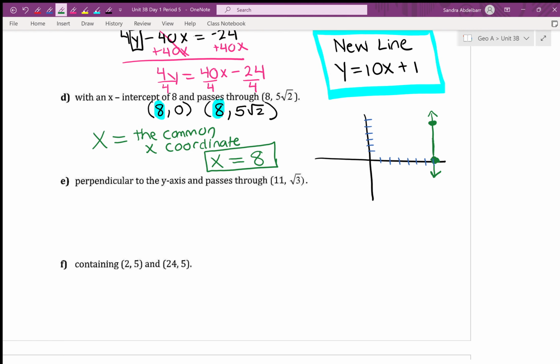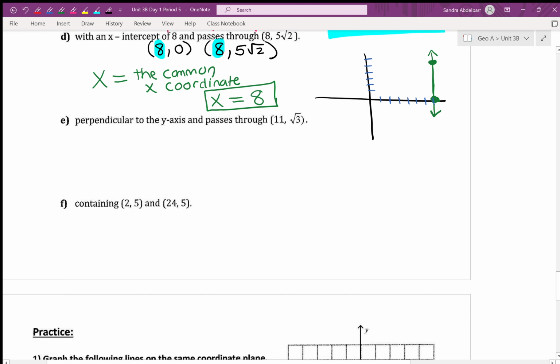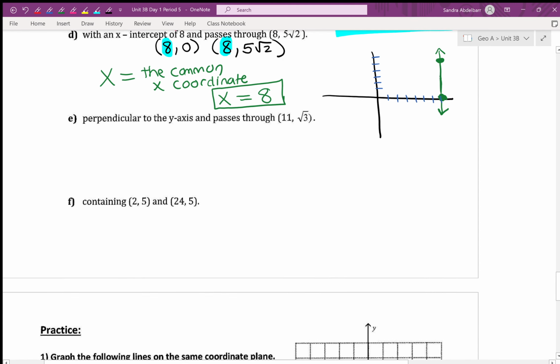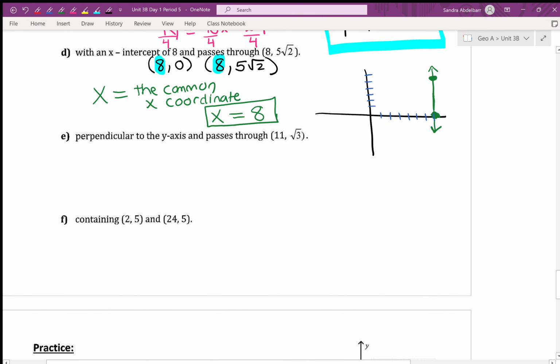Okay, next one. We want to come up with an equation of a line. So again, just pay attention to me, then I'll let you write down. I'll let you finish writing down D. So now we want an equation of a line that's perpendicular to the y-axis and passes through the point 11, root 3. Don't worry about the root 3. It doesn't matter. Let's just figure out what this might look like.